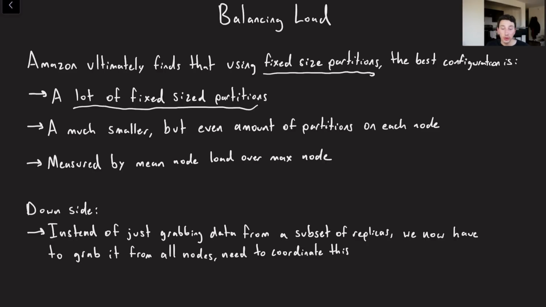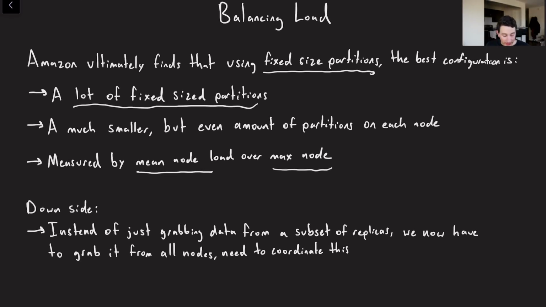And Amazon found that when measuring performance, doing this rather than having a random number of partitions per node was actually the best way for them to balance out their load. They measured this by basically the mean node load over the max node load. That sounds sexual, but it's not. And the gist is, if you assign every single node the same number of fixed partitions, you can get a really nice load balance. Cool.